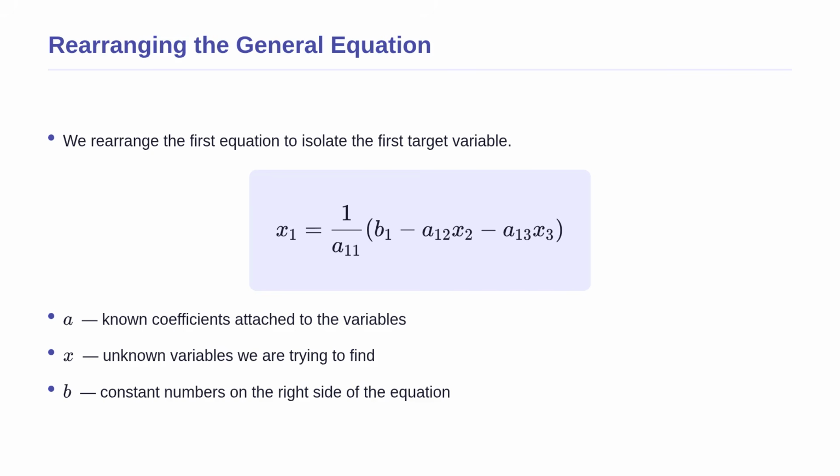With the conditions clear, let us look at how we set up our formulas. We start with the standard general form of a linear equation. To use this method, we must rearrange the equation to isolate our first target variable, x1. We move everything else to the right side of the equal sign and divide by the coefficient a11. This gives us a direct formula to calculate a new guess. In this formula, the letter a represents the known coefficients, x represents the unknown variables, and b represents the constant numbers. We do this exact same isolation process for every single equation in our system.